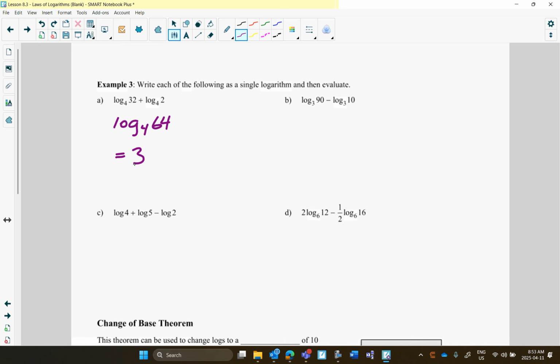How would you write this as a single log? Log base 3 of the quotient of these two, 90 divided by 10 is 9. I'll just show you where we got those from. And what is log base 3 of 9? 2. That's 3 squared, or 3 to the second, is 9.